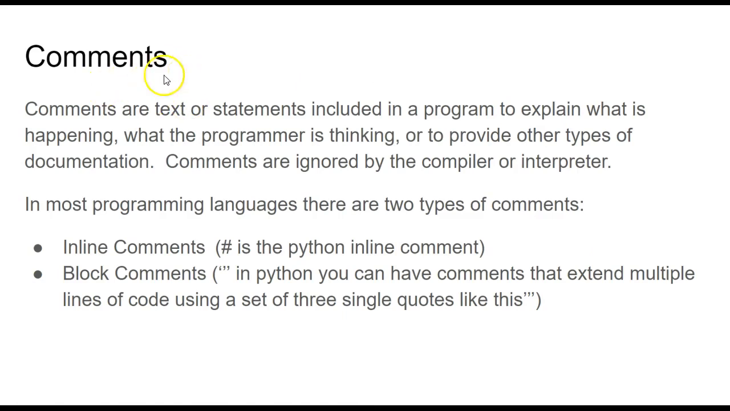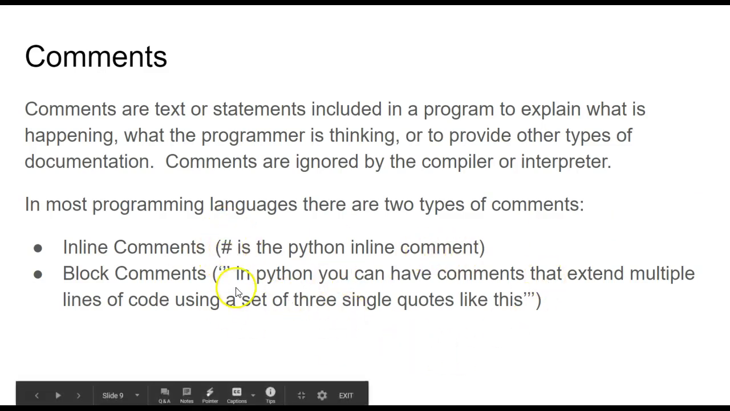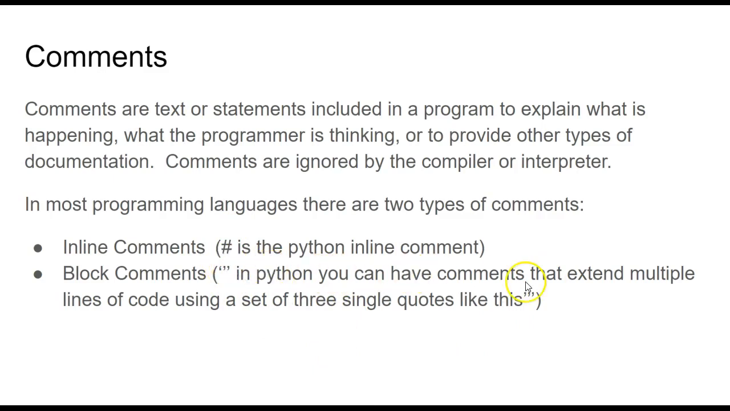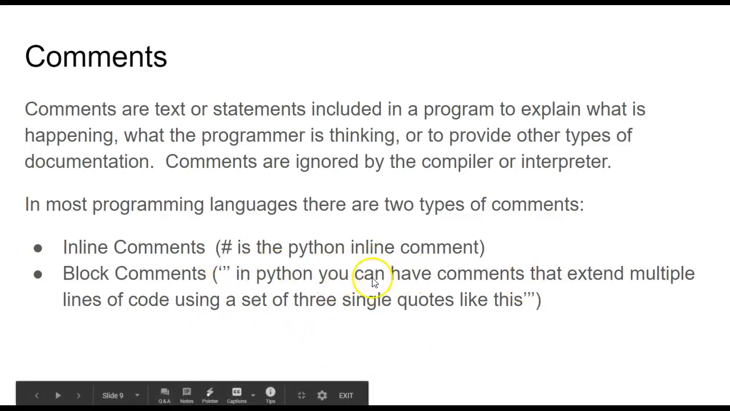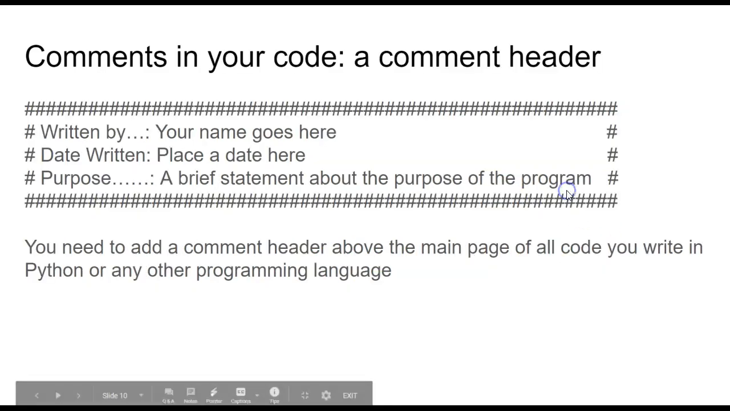Besides white space, we're going to also have something called comments. Comments are text or statements, included in your program, to explain what is happening, what you are thinking, or to provide other types of documentation. Comments are also ignored by the compiler or interpreter. In most programming languages, there are two different types of comments, inline and block. In Python, we do an inline comment with a pound sign, and we do a block comment with 3 single quotes next to each other. We type our block comment, which can span over multiple lines, and we end it with 3 single quotes next to each other.